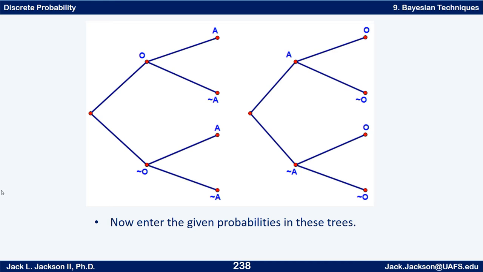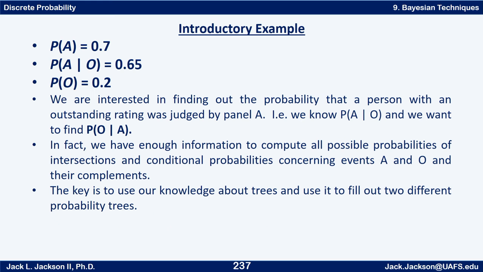Okay, now see if we can put those probabilities in these trees. Okay, so there's the tree. You might want to jot these down first. This one has O and not O first, then A and not A second. This one has A and not A first, then O and not O second. So see if you can take the probabilities that we have and put them in the appropriate places in these trees.